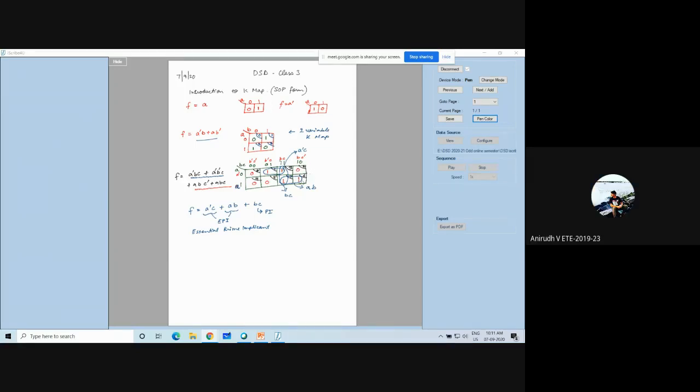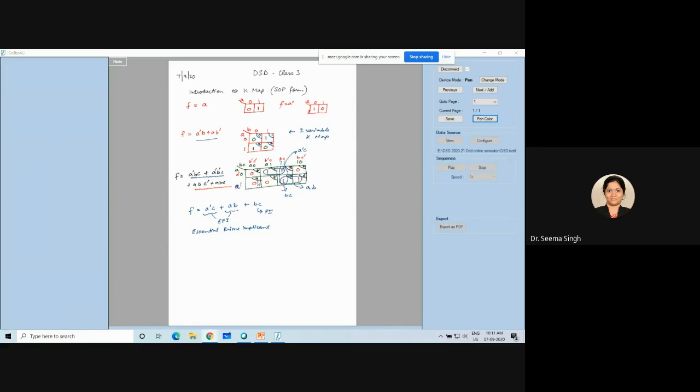Okay, fine. See, all of you understand. First row is for A bar. Second row is for A. And first column is for B bar, C bar. Second column is for 0, 1, that is B bar, C. Third column is BC, that is 1, 1. And fourth column is for 1, 0, BC bar. So the first two terms are your essential prime implicants and the third term is a prime implicant.